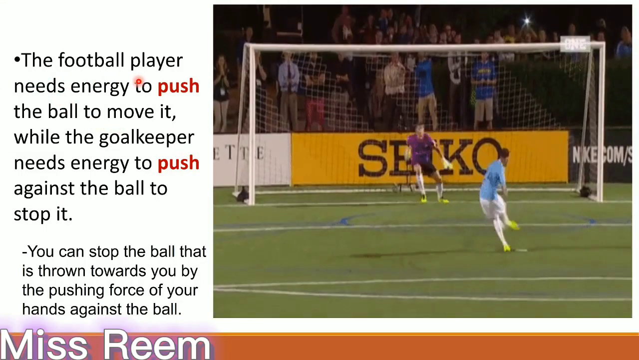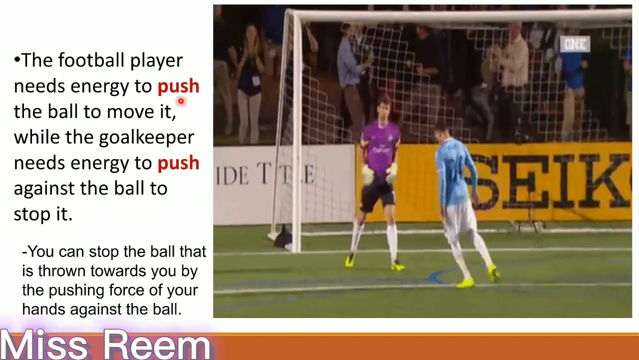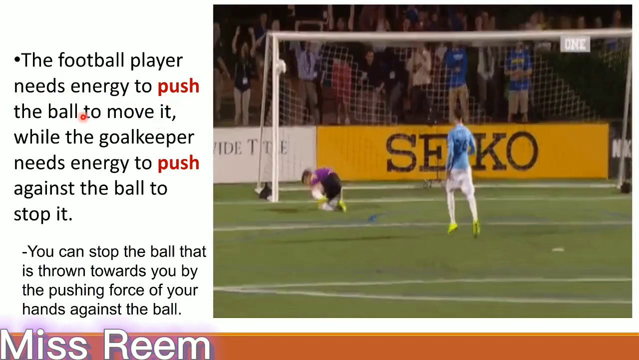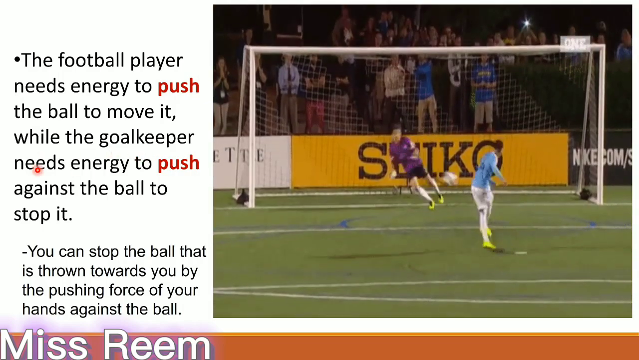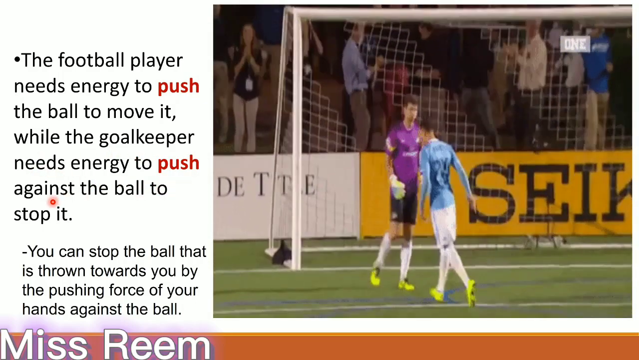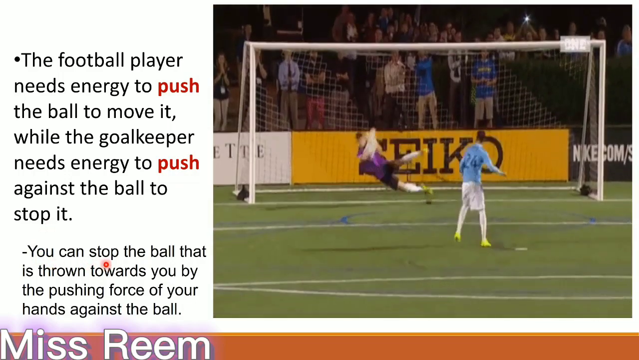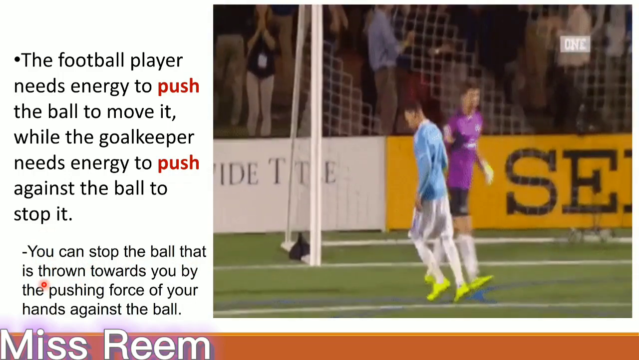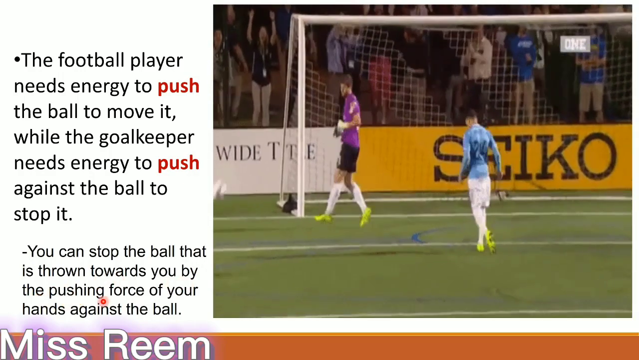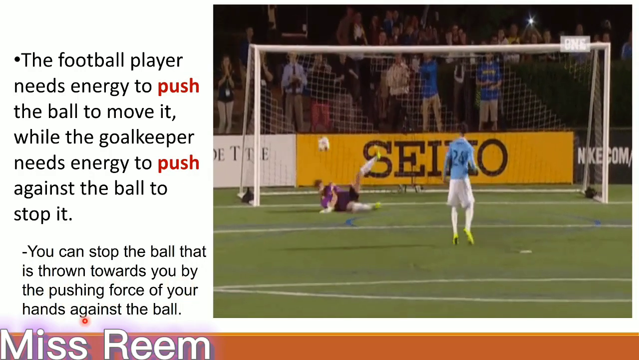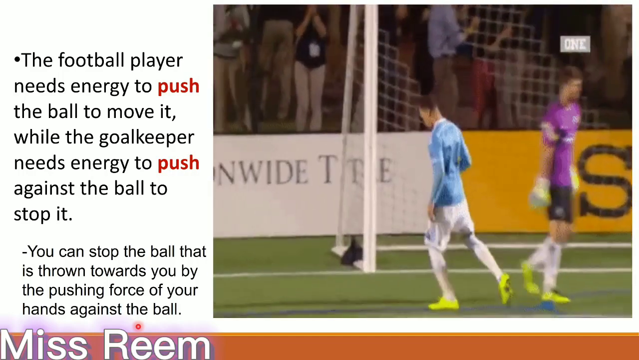The football player needs energy to push the ball to move it, while the goalkeeper needs energy to push against the ball to stop it. You can stop the ball that is thrown towards you by the pushing force of your hands against the ball.